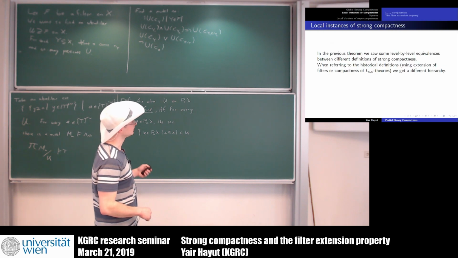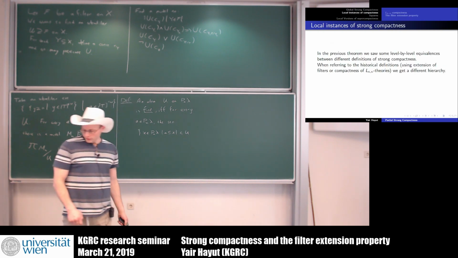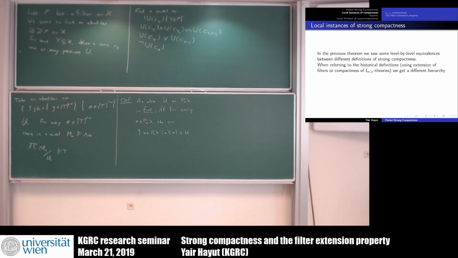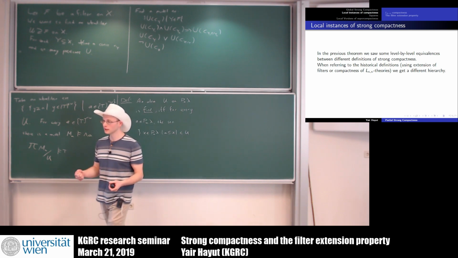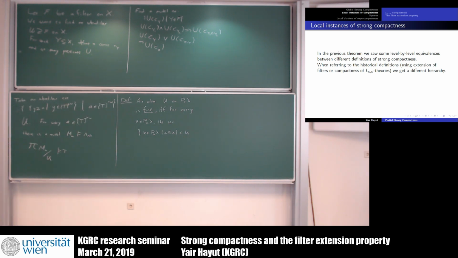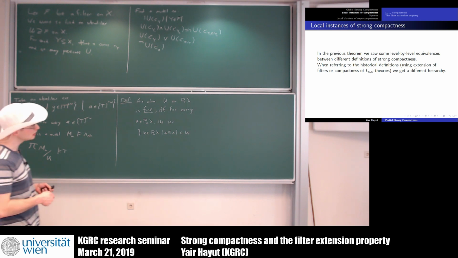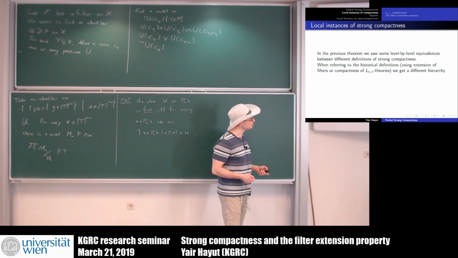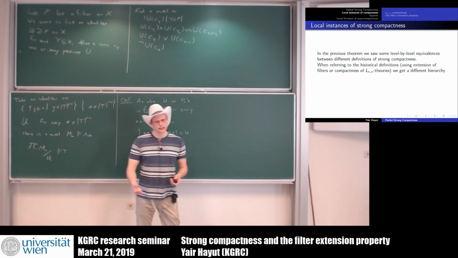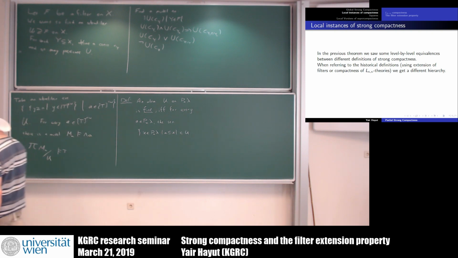So far everything is okay. Now this previous theorem actually gave us a level-by-level equivalence of some form of strong compactness. So we had the definition of strong compactness using fine ultrafilters, or equivalently elementary embeddings where the pointwise image of λ is bounded by some small set, or embeddings with some discontinuity. But if you go back in time to the historical definitions using L_{κκ} compactness or extensions of filters, then things are much less clear.